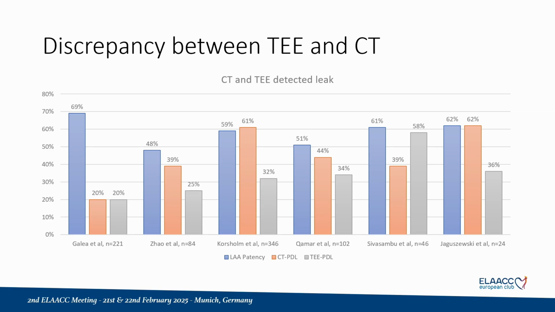And the difference is that CT does not detect flow. TOE detects flow, and CT detects whether there's contrast in the distal appendage, called contrast patency, LA patency. And then we diagnose whether there are anatomical gaps adjacent to the device.